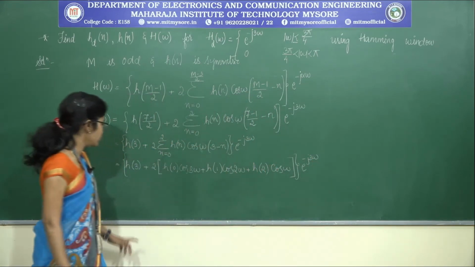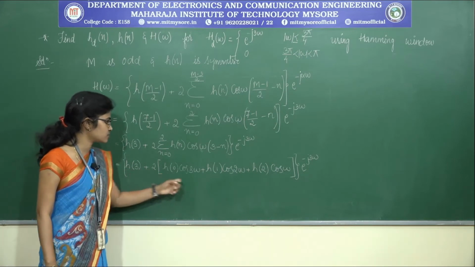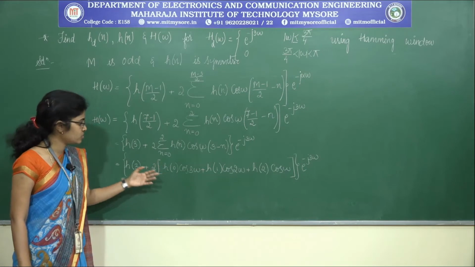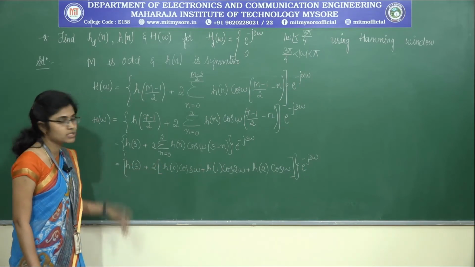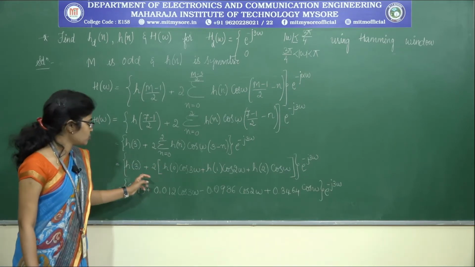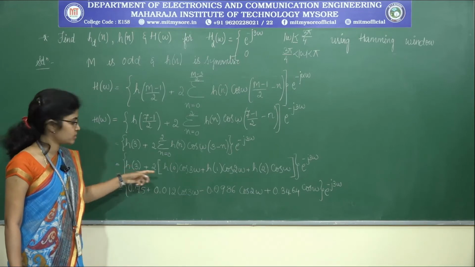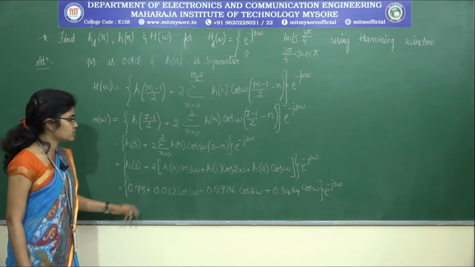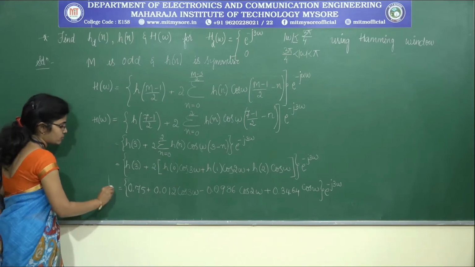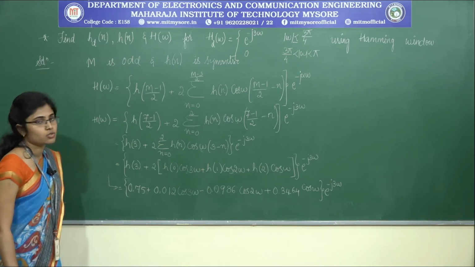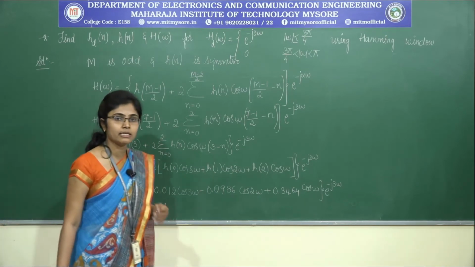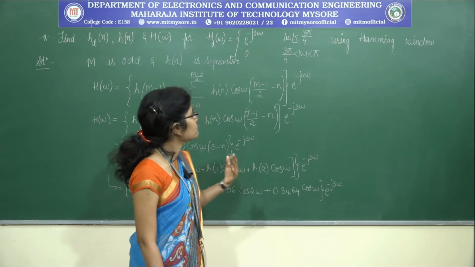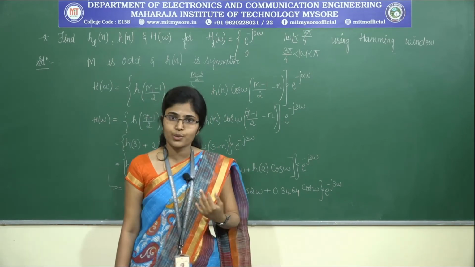Okay. So do we know the values of h of 3, h of 0, h of 1 and h of 2? Yes. So substitute the values and if we find out, that gives us h of omega. After substituting the values of h of 3, h of 0, h of 1 and h of 2 and simplifying it, so this is the expression which we are going to get for h of omega. So this is how we can design an FIR low pass filter using any kind of window. So we have solved for Hamming window as well as rectangular window.